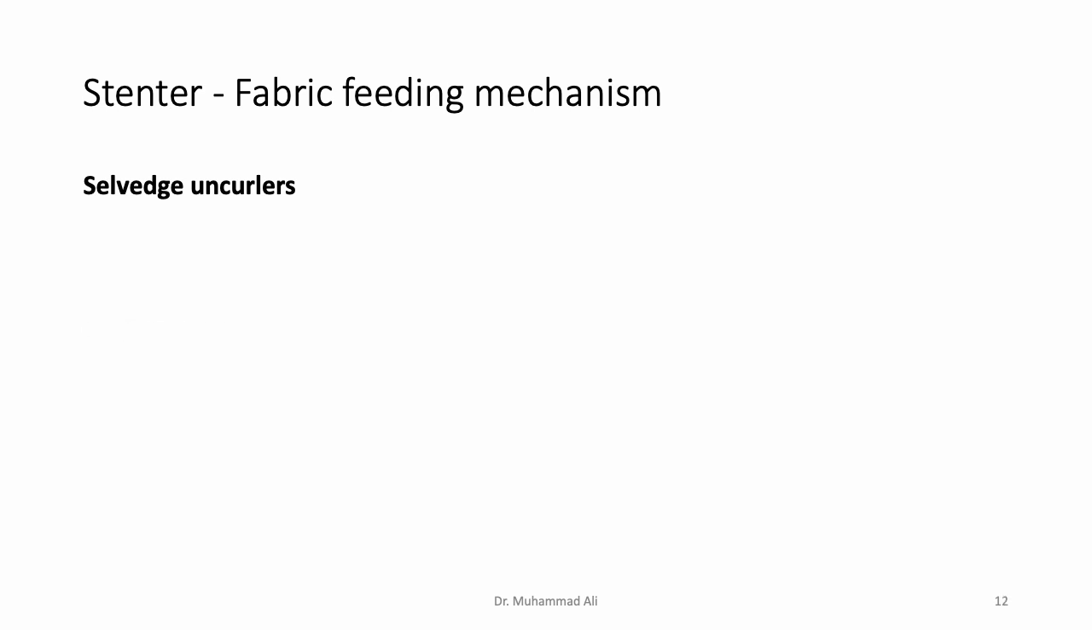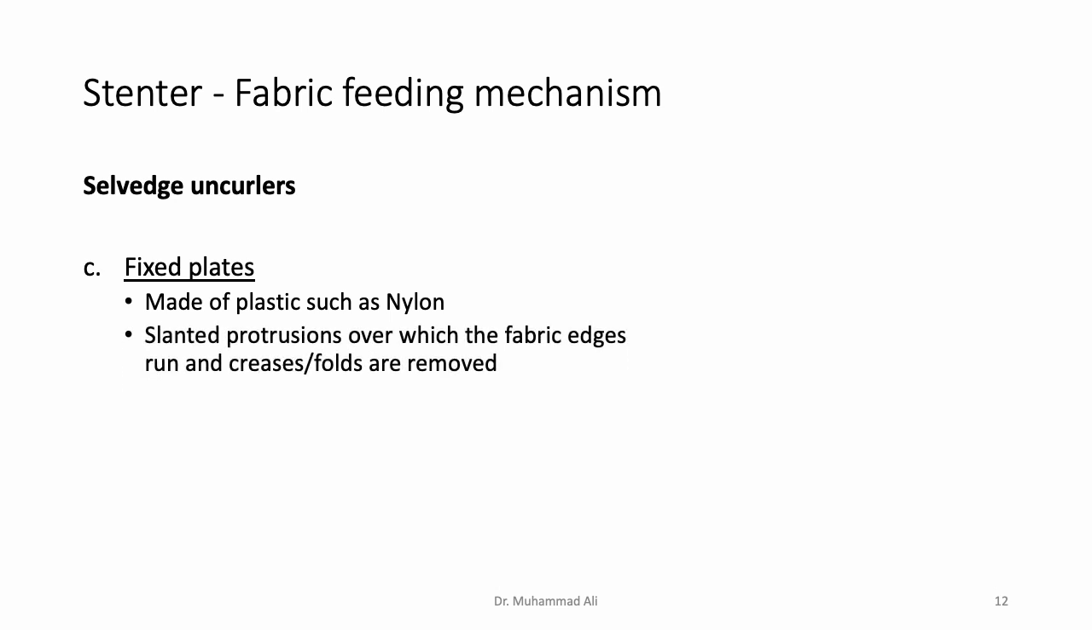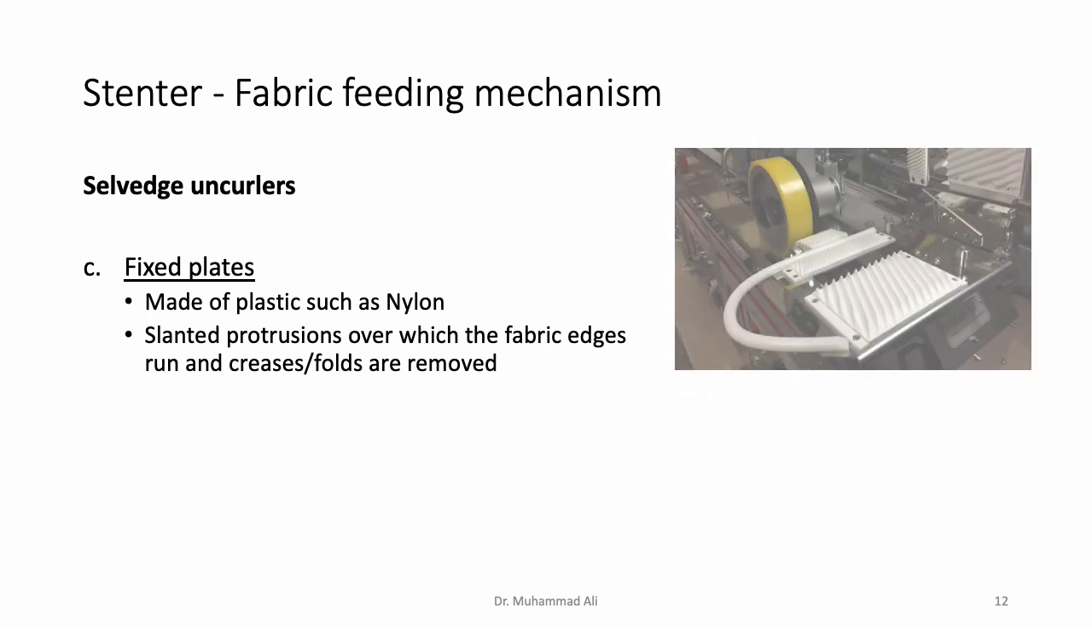The third type of selvage uncurlers is just simply a set of fixed plates that are made of plastic material such as nylon or any other low friction material. These fixed plates have slanted protrusions over which the fabric runs, and due to the angle of the protrusions, any folds or creases in the selvages are removed.